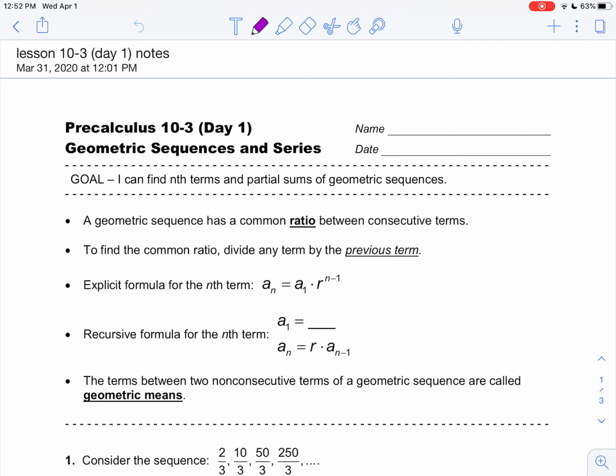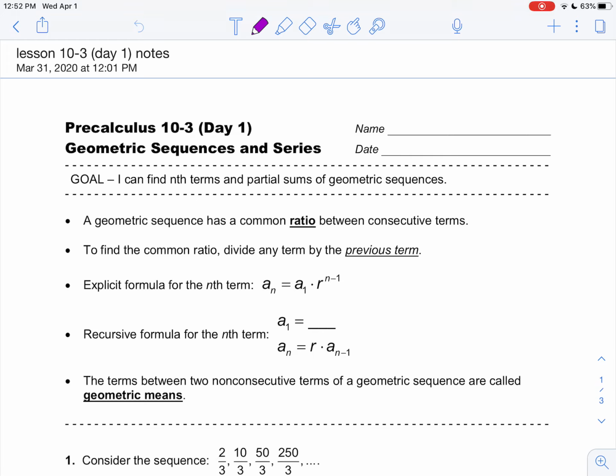We're going to move on to geometric sequences and series, and we're going to find the nth terms, and we're going to find partial sums, and before the day is over, we'll find some infinite sums. So I know what you're dying to know is what makes a sequence or series geometric versus arithmetic from lesson 10.2, or versus some of the ones from 10.1 that were nothing special at all.